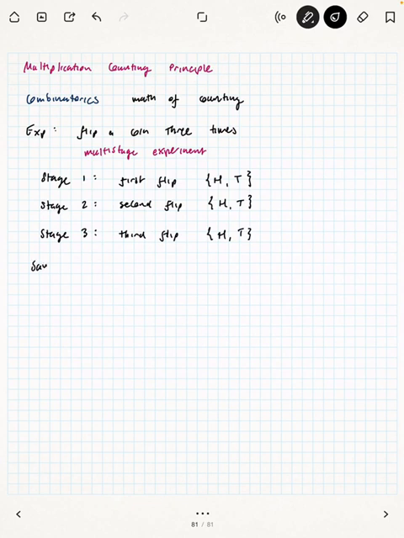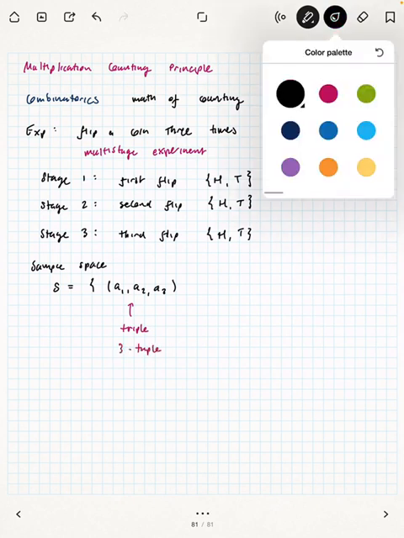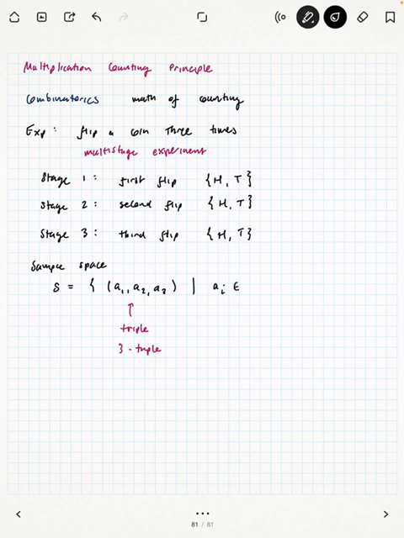So the sample space is going to be the set of triples, or 3-tuples. So we can think of this as a triple, or sometimes we call this a 3-tuple. And each one is either a heads or a tails. Right? So how many possible, or what is the size of the sample space? For this, we need the multiplication counting principle.